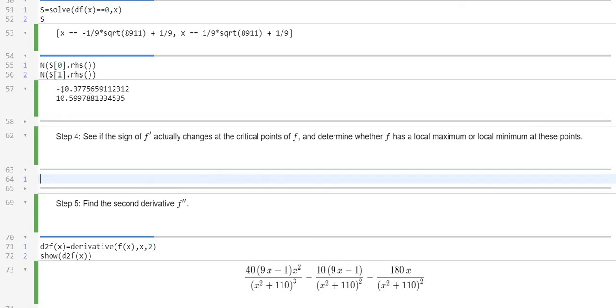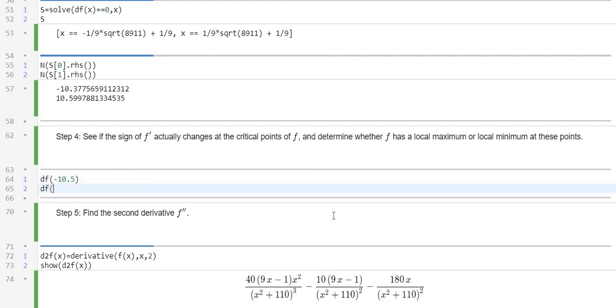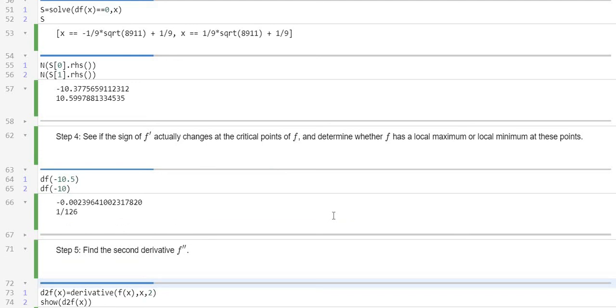So I'm going to start with this first one, negative 10.4 roughly, and I'm going to choose a number to the left of that and plug it into the derivative. So the derivative I called df up above, and something to the left of that like minus 10.5, for example, or you could do minus 11 or whatever you want. I'm going to choose something to the right of that. How about minus 10 is good enough. Now notice what happened. I'm just checking the sign here. It was negative to the left of my critical point, and it's positive to the right.